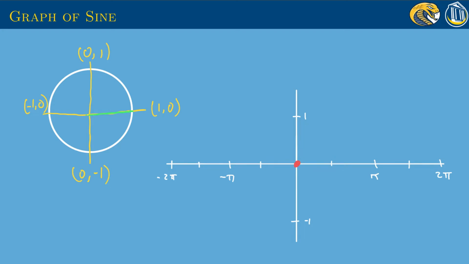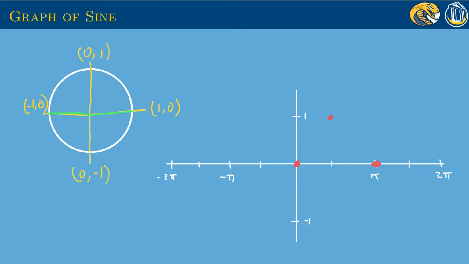As we increase to pi over 2, that is a 90-degree angle. Pi over 2 radians is way up here, with a y-coordinate of 1. As we keep rotating around the circle, producing a pi radian angle, we can see once again the y-coordinate is back at 0.